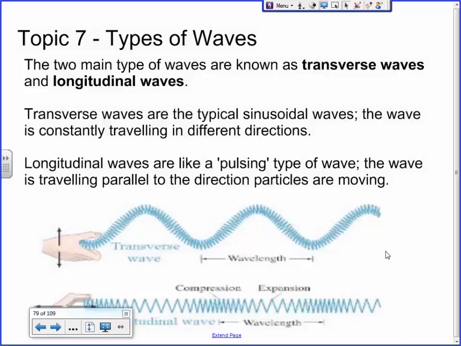Do you guys actually know what's the correct pronunciation for that? Trough, I don't know. Trough. Anyways, high part and low part. Let's just go with that. I don't care how you say it. Long story short, those are your antinodes. Those are when it's at its maximum displacement, right? That's another term you should know.